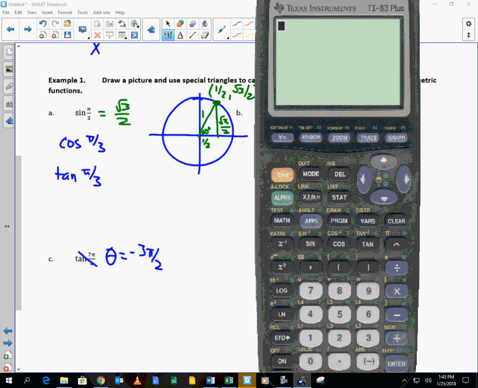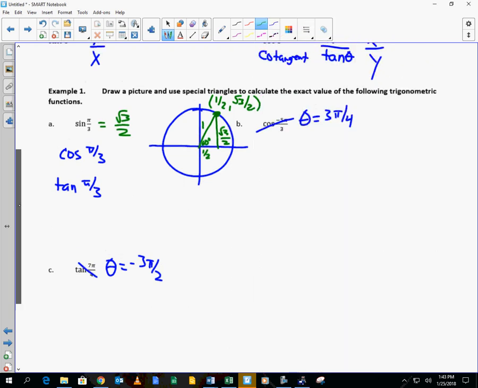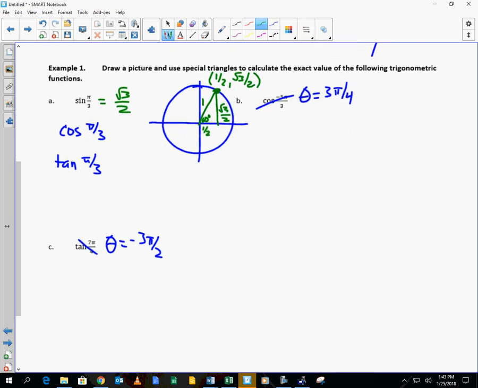All right, I do the cosine. Cosine is which value? The x value. So it is 1/2. How do I calculate the tangent value? I take y over x. So square root of 3 over 2 divided by 1/2. How do I divide? Multiply by 2 over 1, and you get root of 3.